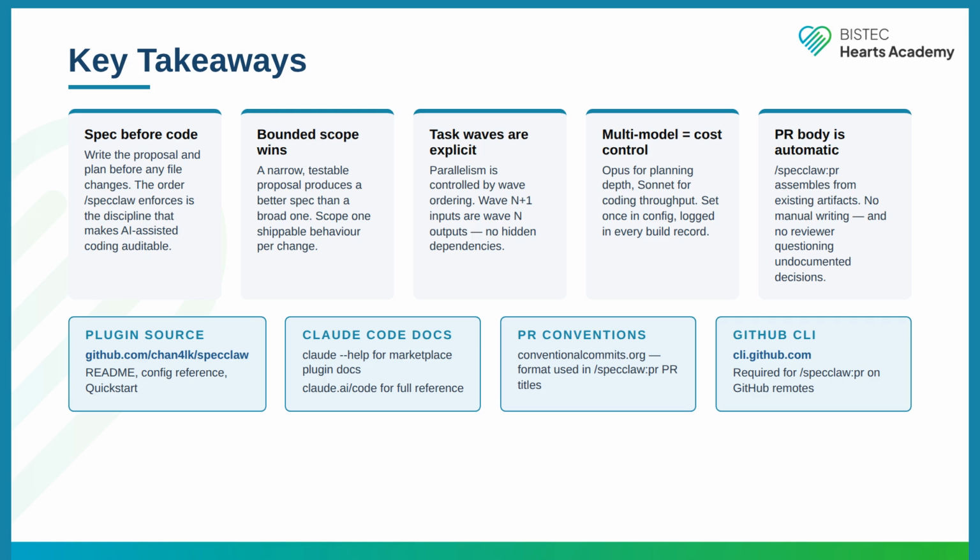Task waves are explicit. Parallelism in your build is controlled by wave ordering. Wave n+1 inputs are wave n outputs. There are no hidden dependencies. Multi-model means cost control. Use Opus for planning depth and Sonnet for coding throughput. Set it once in config, and it is logged in every build record.